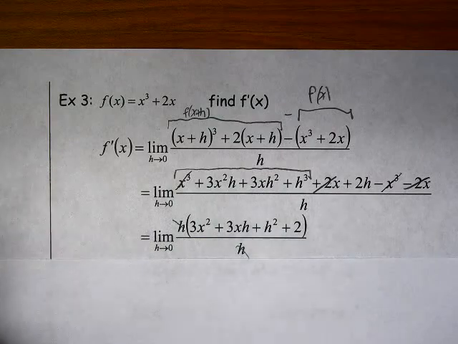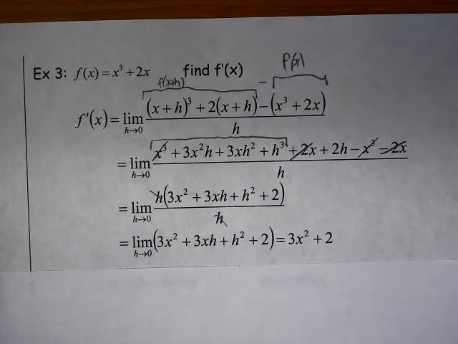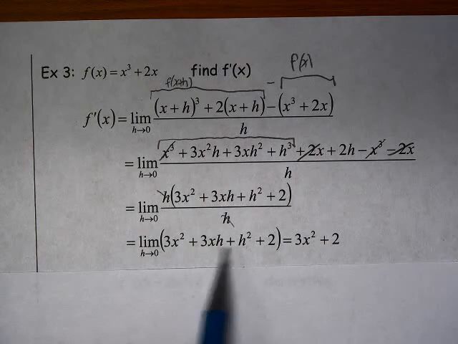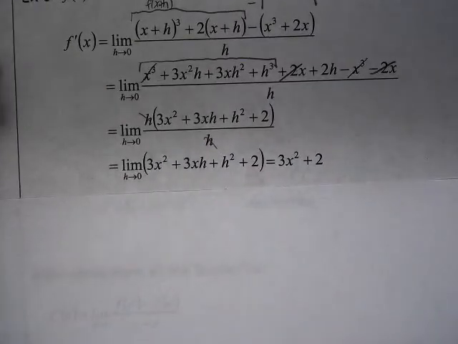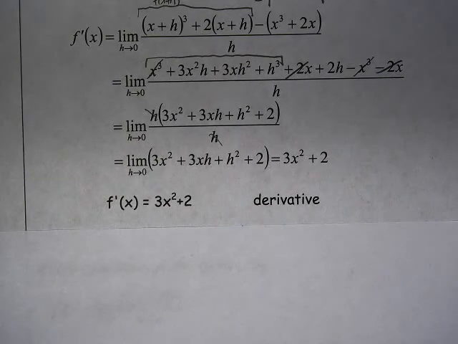Once I do that, I can cancel the h in the denominator. And then what's left, I'm going to substitute an h equals 0 here and here. So all I have left is the 3x squared plus 2. So that's my derivative there, the 3x squared plus 2.